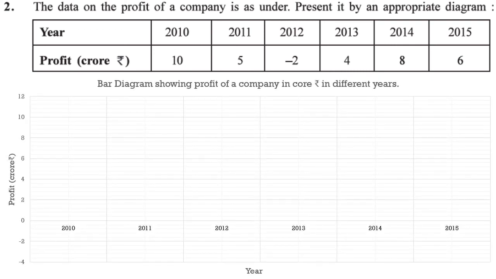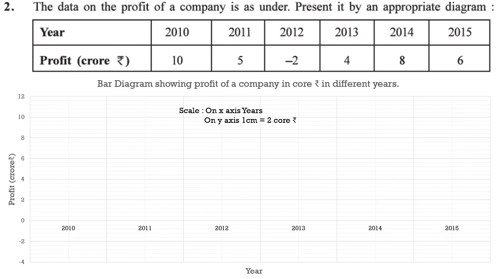So right now the diagram I have drawn looks like this. As you can see, I have written -2 and -4 below 0 here, because -2 is going to be below the 0 mark. The scale here is: on x-axis the years and on y-axis the profits. 1 centimeter is 2 crore rupees. The profit is in crore rupees. On x-axis I have taken years, that is 10, 11, 12, 13, 14 and 15.